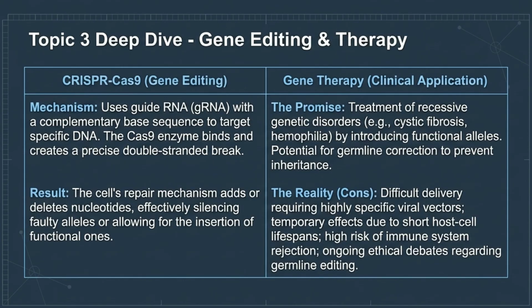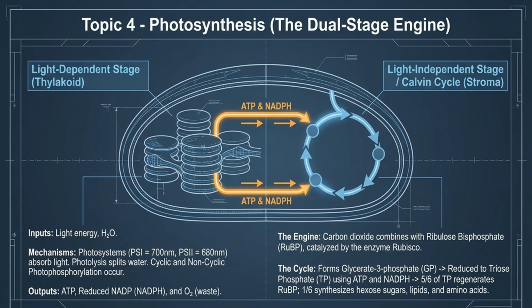We also have to look at the cutting edge, CRISPR-Cas9. It uses guide RNA to find a specific DNA sequence and snips it with the Cas9 enzyme. It's incredibly precise, but compare that to traditional gene therapy. While gene therapy offers hope for disorders like cystic fibrosis, it faces huge hurdles: immune rejection and the ethical minefield of germline editing.